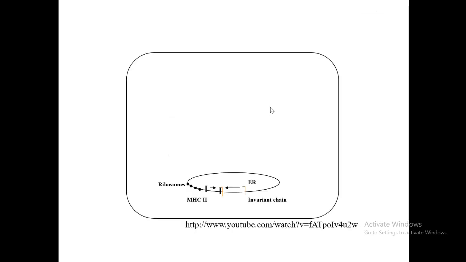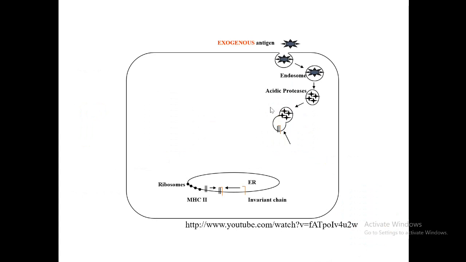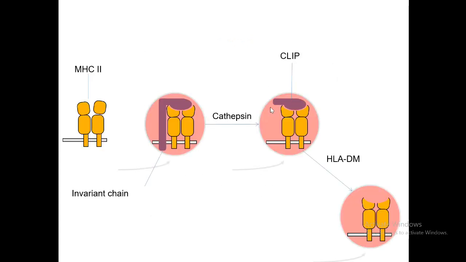Okay, so in this case, it will be the exogenous pathway. Okay, so the exogenous antigen, whether it's a bacteria or a virus that's been released from a dead cell, is taken up into the cell in an endosome. It then becomes acidified so that the antigen can start to be degraded, and then it awaits the MHC to arrive.